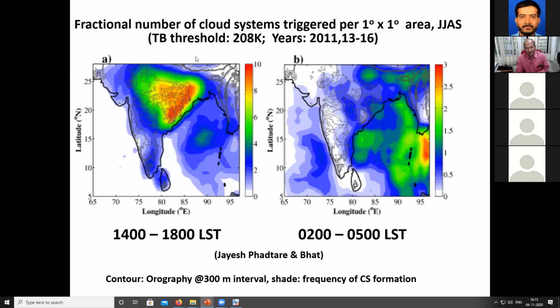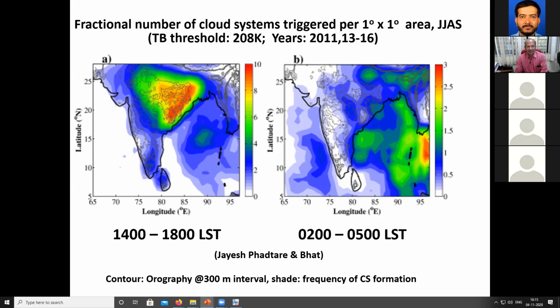When you go to the late night or early morning hours, that is 2 to 5 LST, the convection pattern completely shifts. There is much less triggering over the land and more triggering over the ocean. So there's a day and night contrast between land and ocean, the head Bay of Bengal and Central Bay of Bengal. During daytime, it's the land. At nighttime, you see more convection over the ocean.